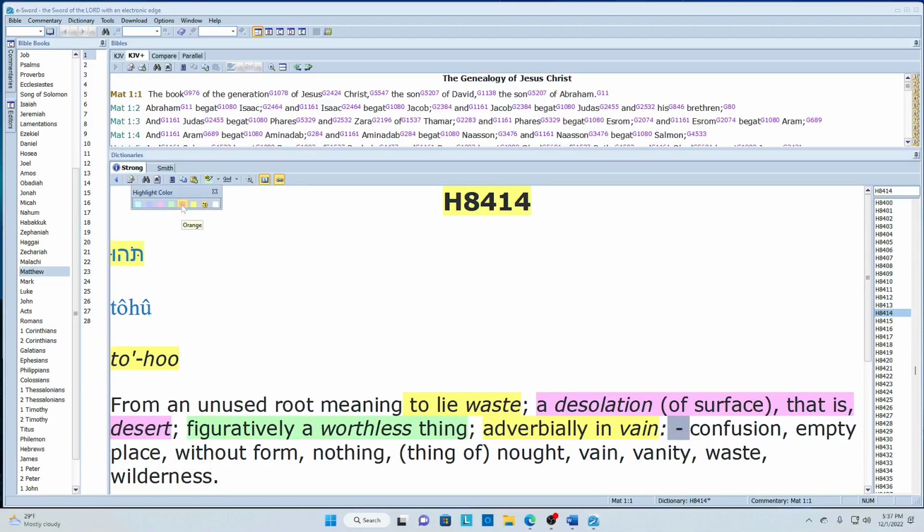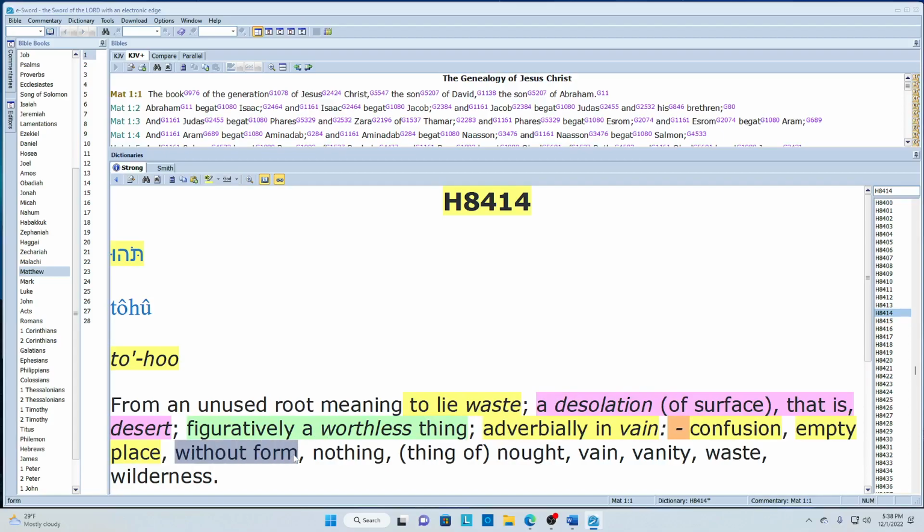After the definition, we have this dash, and after that are all the synonyms. So look at the first synonym here, confusion. Confusion is the first synonym right there. The second synonym would be an empty place. Empty place kind of means the same thing. Confusion would mean the same thing.